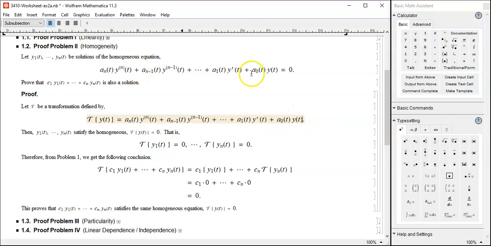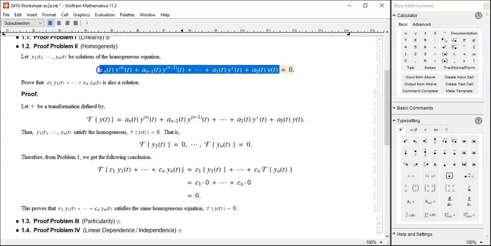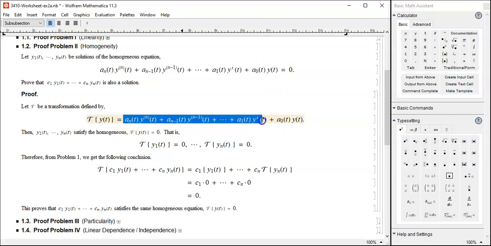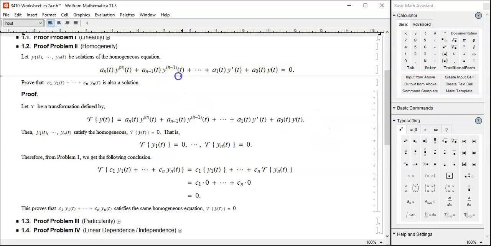How do you prove that? We can re-express this entire equation by simplifying the left-hand side using the script T that I told you about in the previous proof. And this whole equation here can be reduced to T of y equals 0, basically. So this whole thing becomes the same as T of y equals 0.